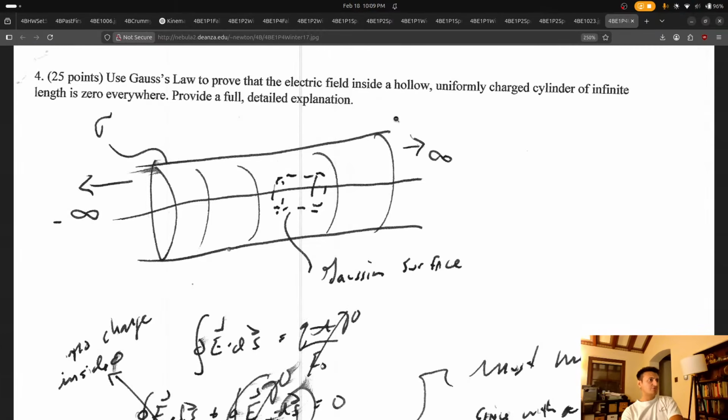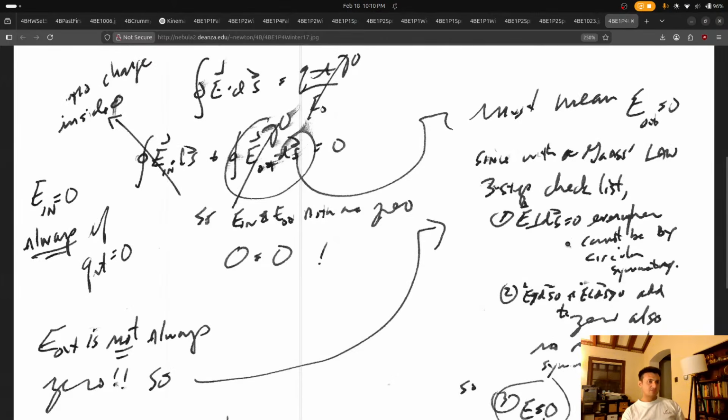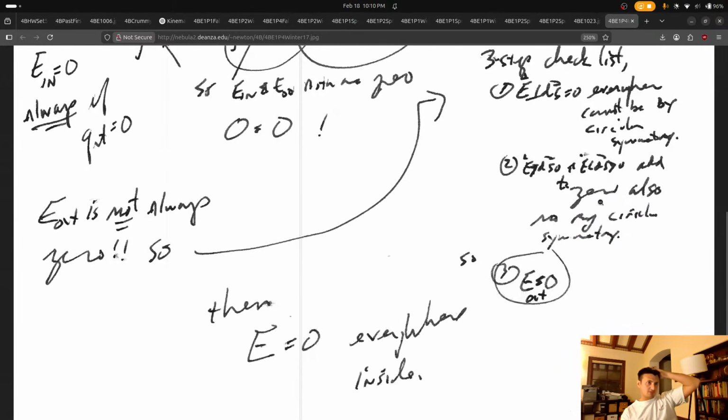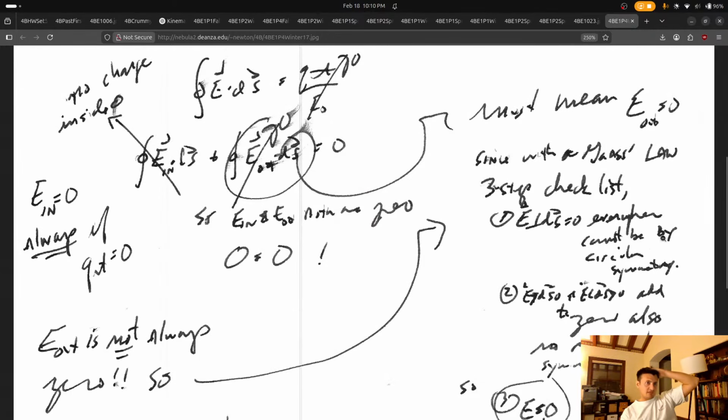Use Gauss's law to prove that the electric field inside a hollow uniformly charged cylinder of infinite length is zero everywhere. Oh, this is a good one to look at then. Here's this 3-step checklist. Can't be by circular symmetry. They're parallel, in fact.